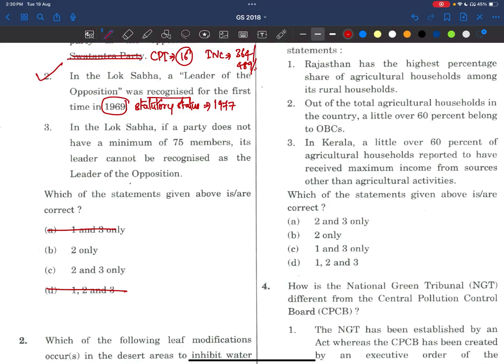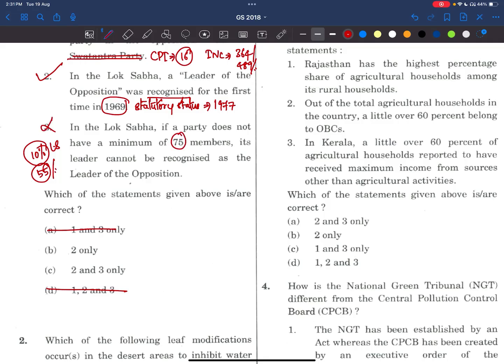In the Lok Sabha, if a party does not have a minimum of 75 members, its leader cannot be recognized as leader of opposition. See here, friends, one party must secure at least 10% of seats, that is seats of Lok Sabha. So what is 10% of Lok Sabha? Approximately it will become 55 seats. So he has given 75, right? So this statement is wrong.